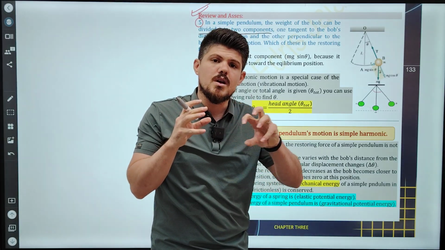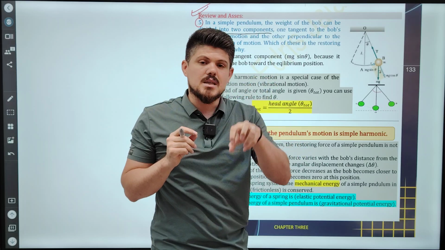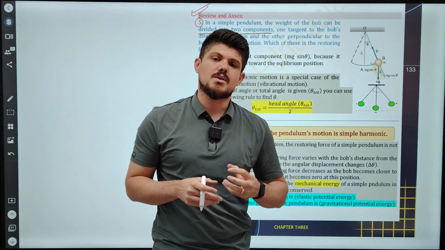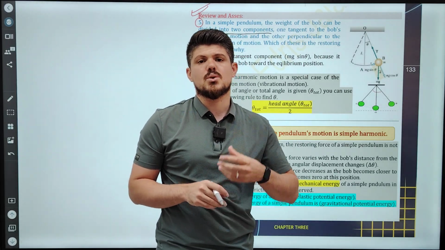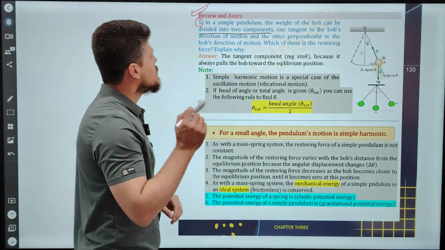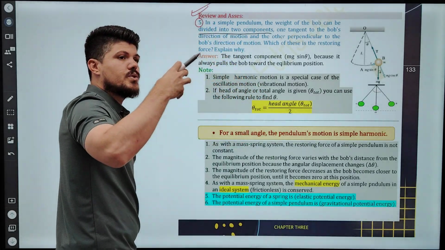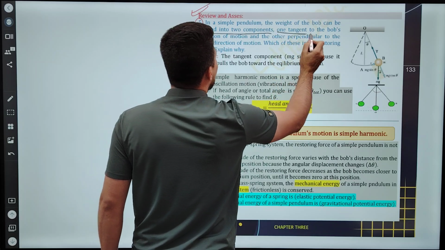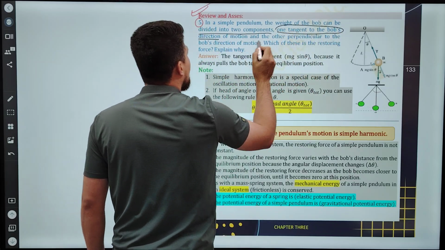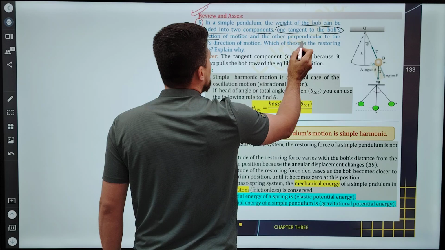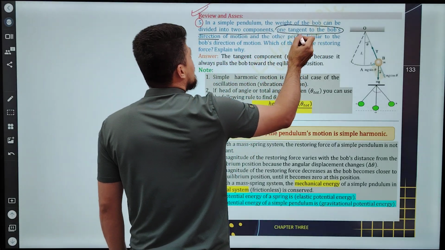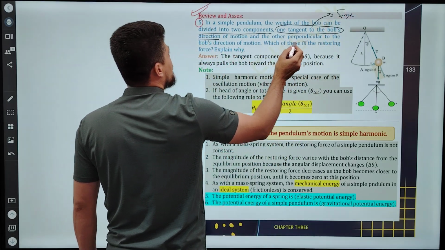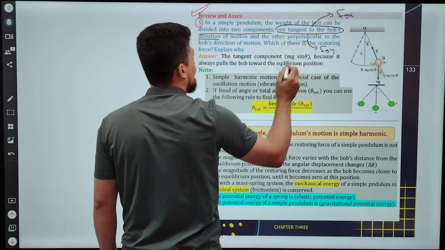When the object moves away from the equilibrium position. But at equilibrium position, Fg cannot be resolved into components because the gravitational force at equilibrium position is already on the y-axis. Okay? But when the object moves away from equilibrium, the weight can be divided into two components. One component is tangent to the bulb's direction of motion, and the other is perpendicular. The tangent component is Fgx, and the perpendicular component is Fgy.